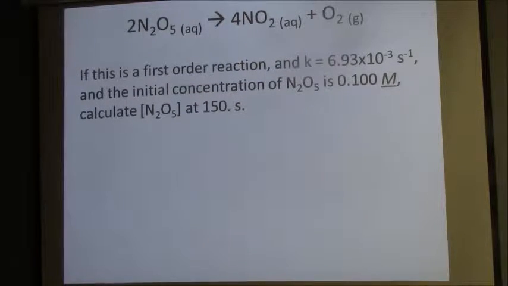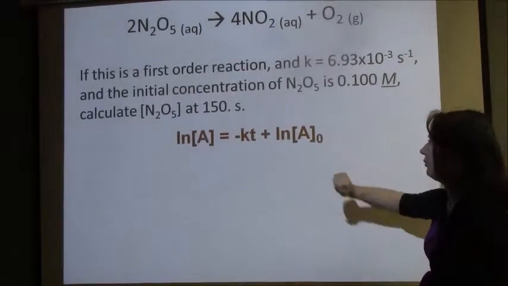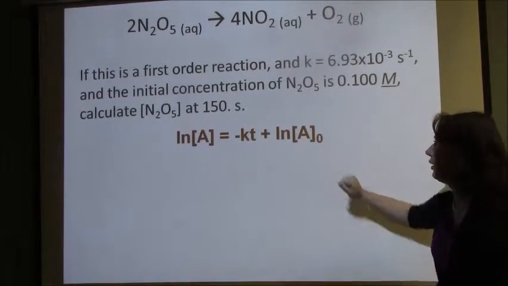Now I'm telling you it's first order, and I'm telling you that the rate constant is 6.93 times 10 to the negative third seconds inverse. And I'm telling you that the initial concentration of N2O5 is 0.1 molar, and I want to know how much of N2O5 do I have left after 150 seconds have gone by. So since this is a first order reaction, I'm going to pick a first order integrated rate law. All right, now remember, this little 0 means initial, right? So this is my initial concentration right there.